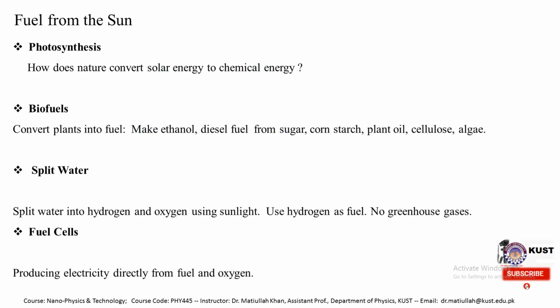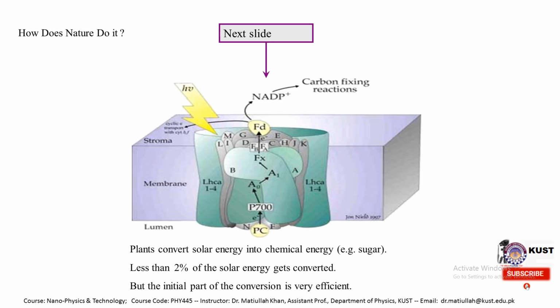So we have fuel from the sun for different purposes, just like trees use photosynthesis, also utilizing solar energy. We have biofuels to convert biomass into gas and fuels as well. We can split water into hydrogen and oxygen, and hydrogen can be used as a source of energy, as a fuel. And we have fuel cells as well, creating electricity directly from fuel and oxygen.